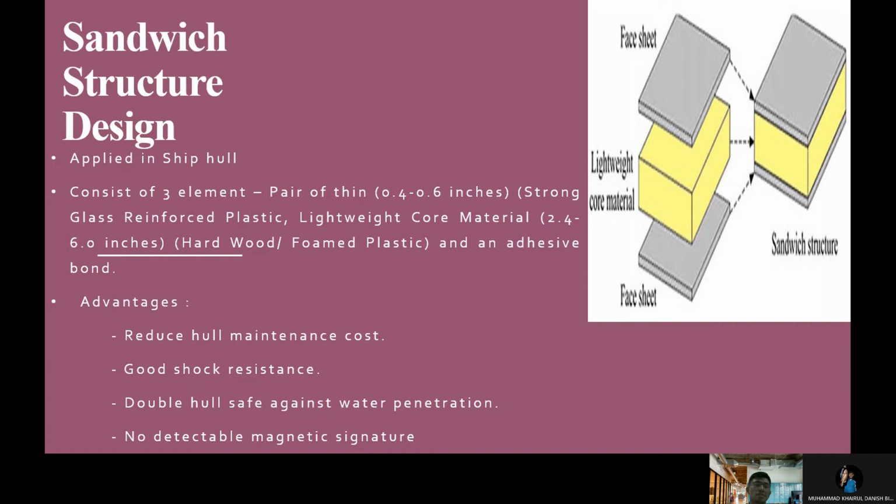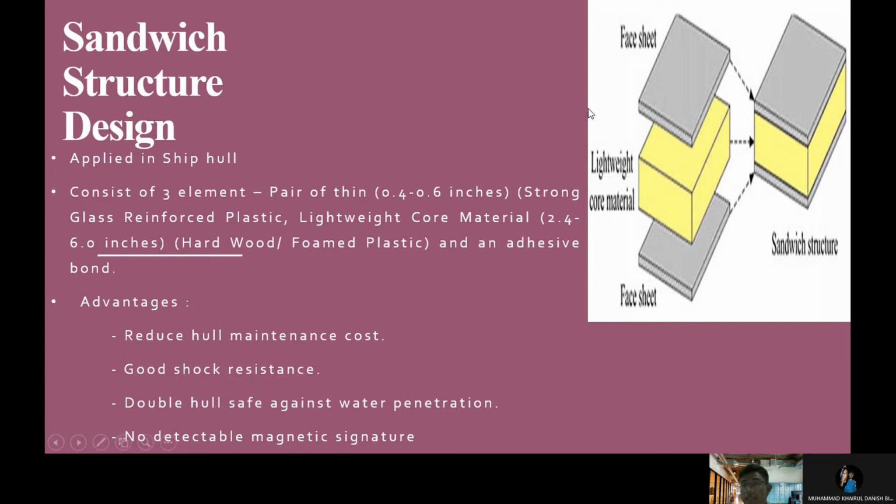This sandwich structure design was applied in the ship hull, and it consists of three elements. The first is a pair of skins, 0.4 to 0.6 inches thick, made of strong glass reinforced plastic. The second element is a lightweight core material, 2.4 to 6.0 inches, such as hardwood and foam plastic. And the third element is an adhesive bond.